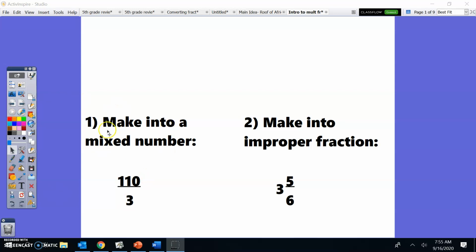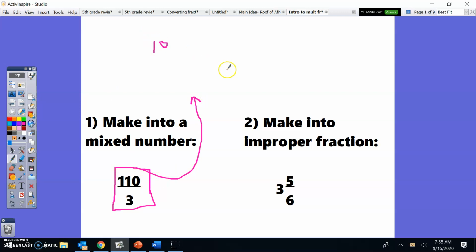So if I look at question number 1, in order to make it into a mixed number, all I have to do is divide. So 110 over 3 is actually secretly a division problem. So if I draw my arrow up here, I'm going to do my work up here. 110 becomes my dividend. Oh, it's a terrible drawing. And the 3 becomes, let me erase that because that looks terrible. Let me try that one more time. My 3 becomes my divisor. So all I'm going to do here is simply divide 110 divided by 3.